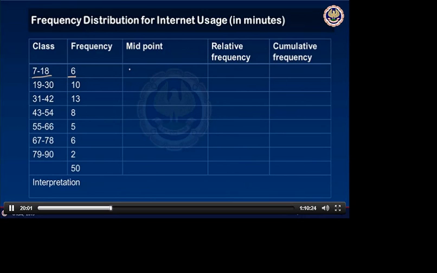So we have to find the midpoint. So midpoint will be the lower class limit and the upper class limit. So we will just add them up and divide by 2. So when we solve it, it will come to 12.5. So this is the midpoint.